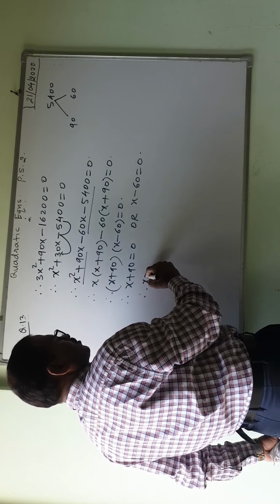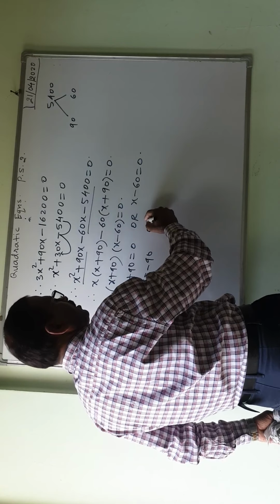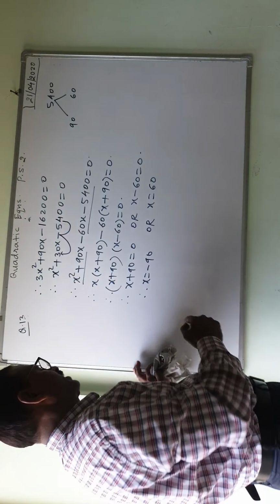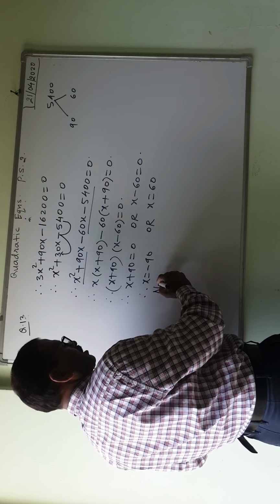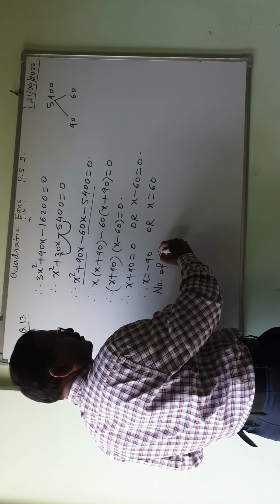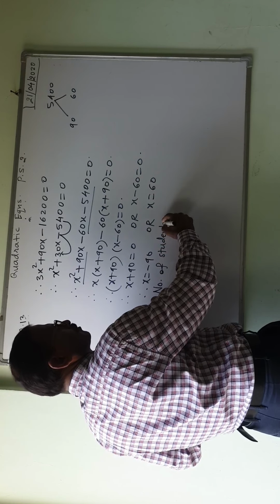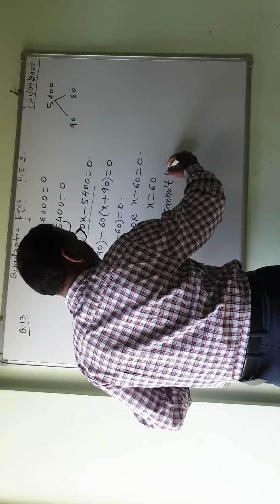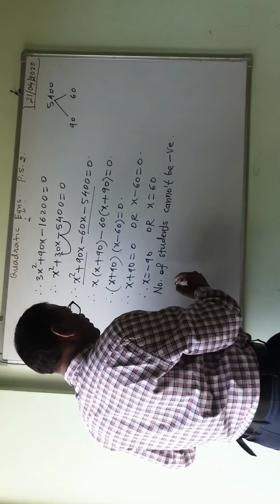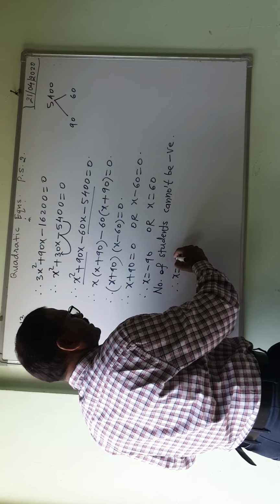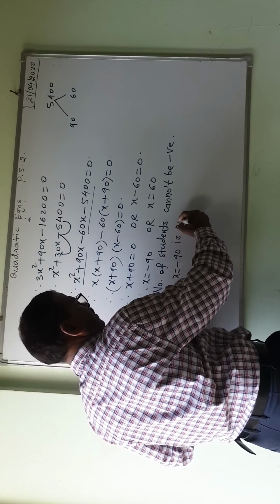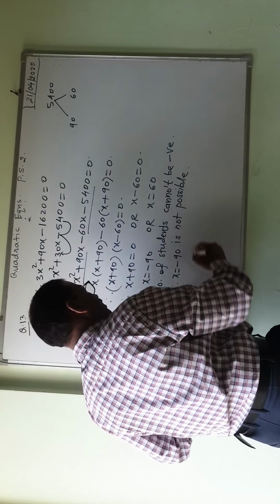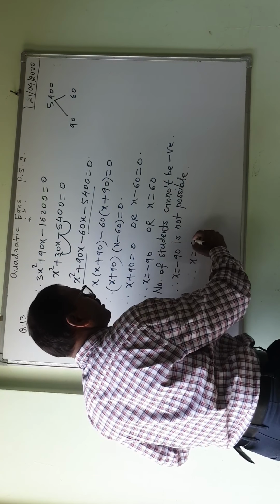Therefore x is equal to minus 90 or x is equal to 60. But the number of students cannot be negative. Here we will write, number of students cannot be negative. Therefore, x is equal to minus 90 is not possible. Therefore, x is equal to 60.